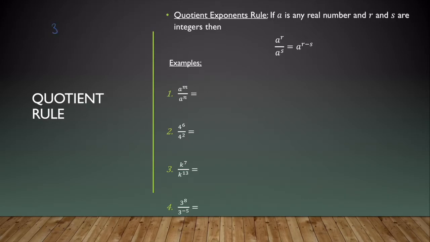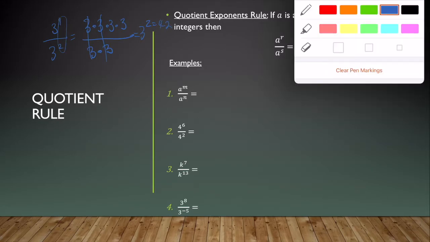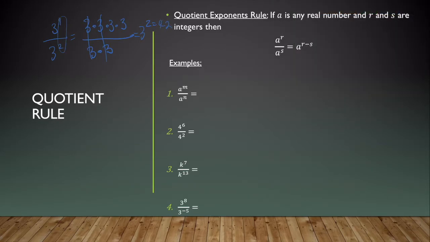Let's say I had 3 to the 4th over 3 squared. Well, that would be 3 times 3 times 3 times 3 over 3 times 3. These two 3's cancel, and I'm left with 3 squared, which is conveniently 4 minus 2. So let's work through a couple examples.